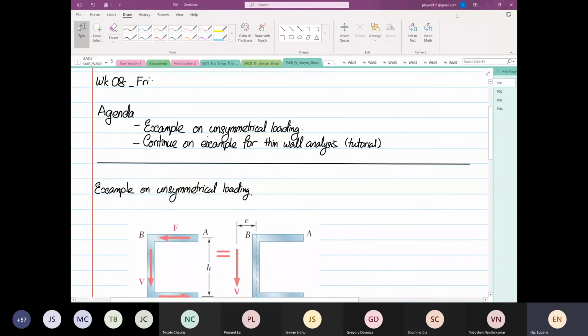Okay, good afternoon. And the agenda today. I'm going to start with an example on unsymmetrical loading, like what we have learned from last week's lecture. And then we are going to continue on an example for thin-wall analysis, which I did not complete during tutorial today. So I'm going to do that after I finish this example.